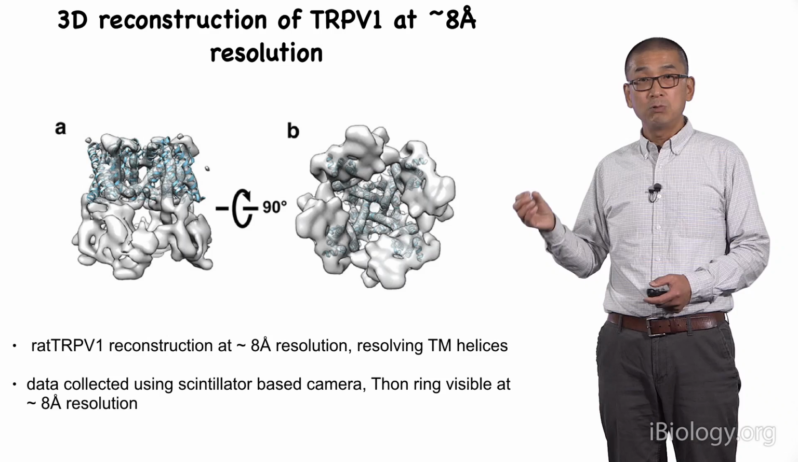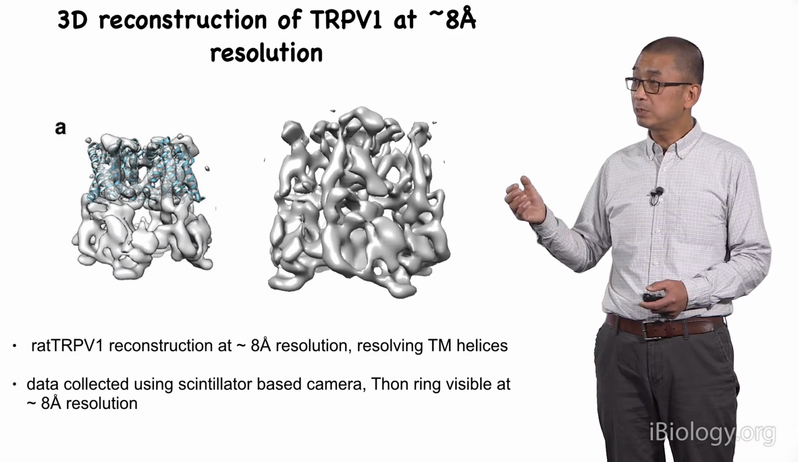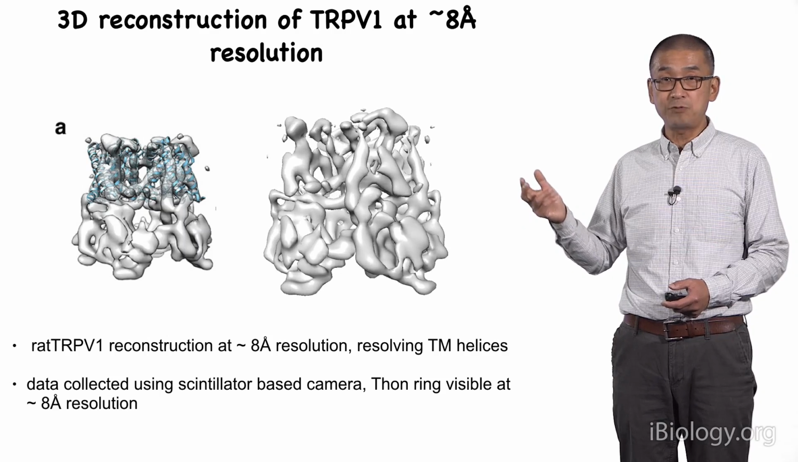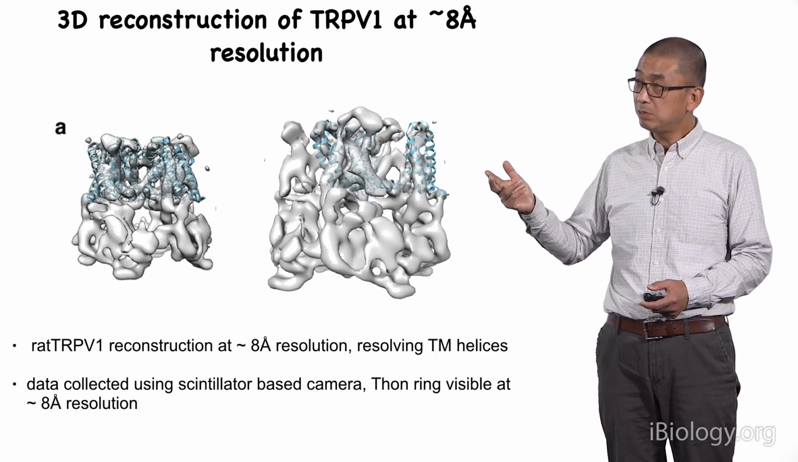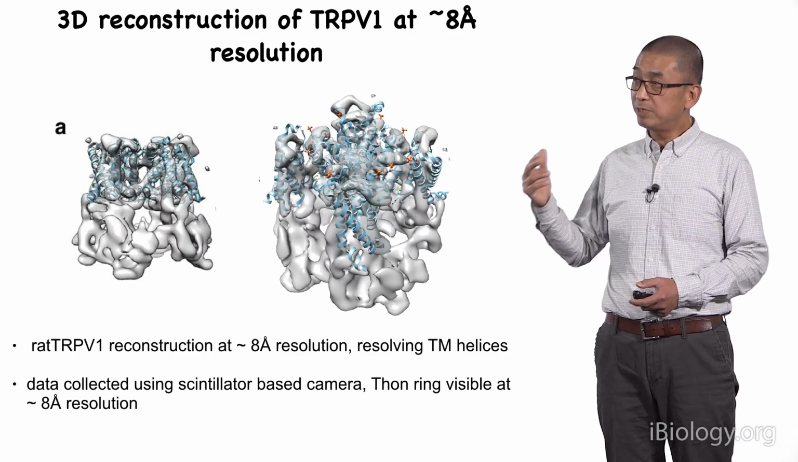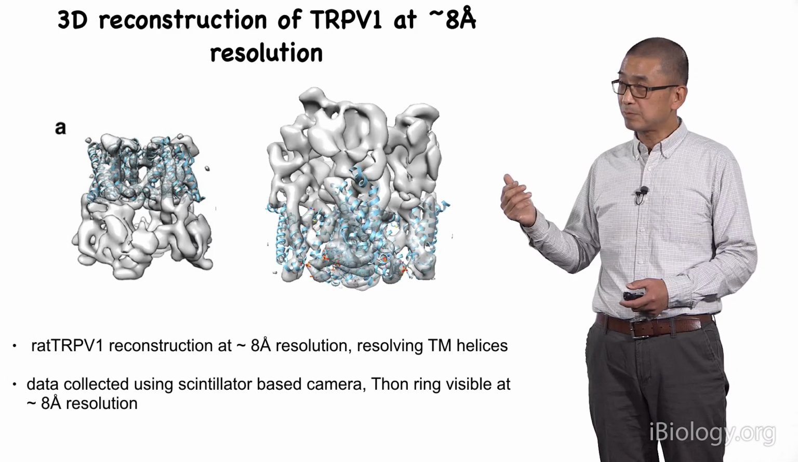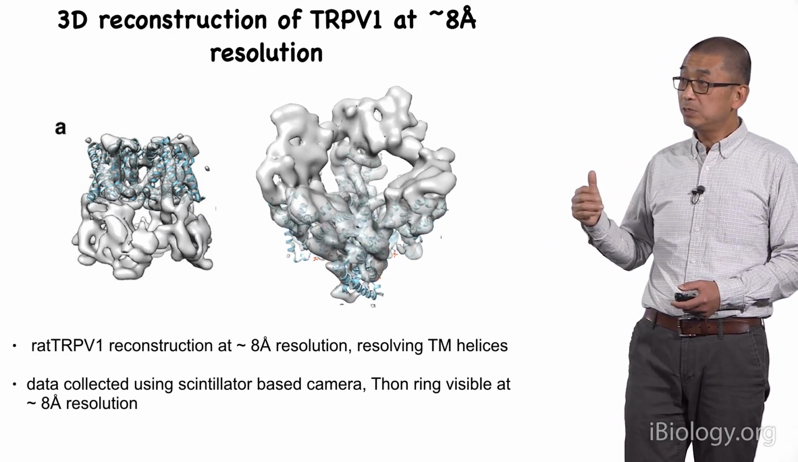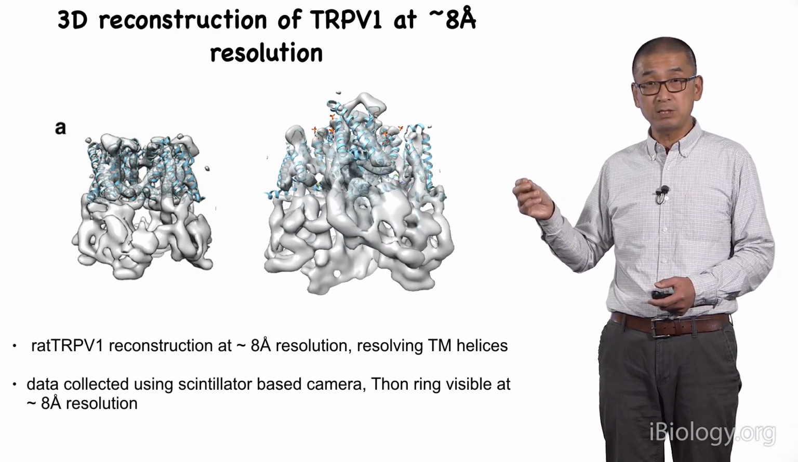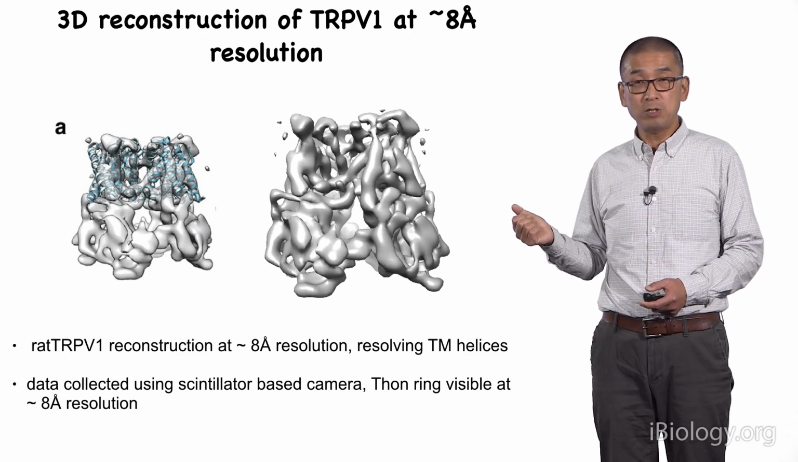At this resolution, we were finally able to resolve the transmembrane helices. Showing in this movie is the 3D density map of TRPV1. You can see that we can nicely visualize the transmembrane helices, and these helices can be interpreted very similarly to other tetrameric ion channels. This was a tremendous excitement for us, as this was the first time we visualized the transmembrane helices of a membrane protein by single particle cryo-EM.